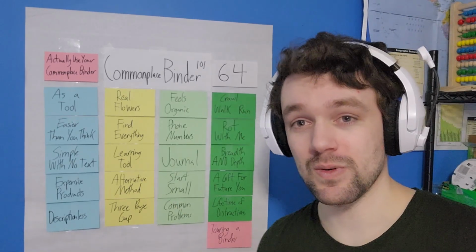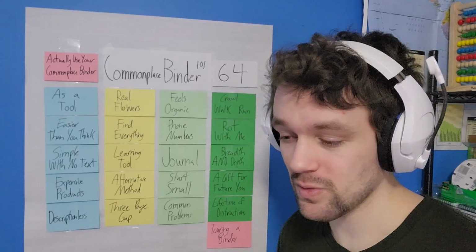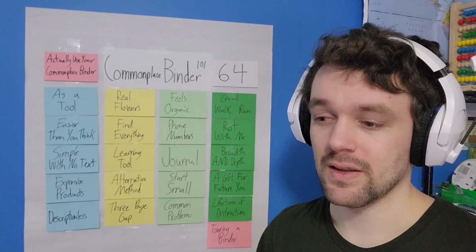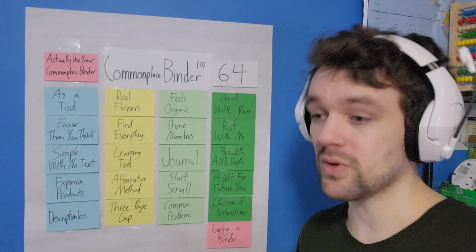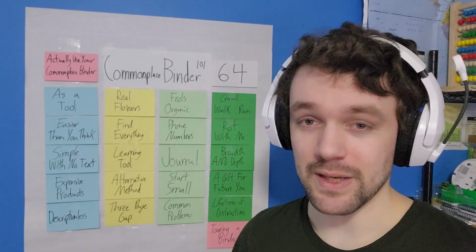Find everything. So historically, a commonplace book was the place to find all of your things. That doesn't make any sense anymore because we have computers. Before computers, everyone had to write everything down by hand.